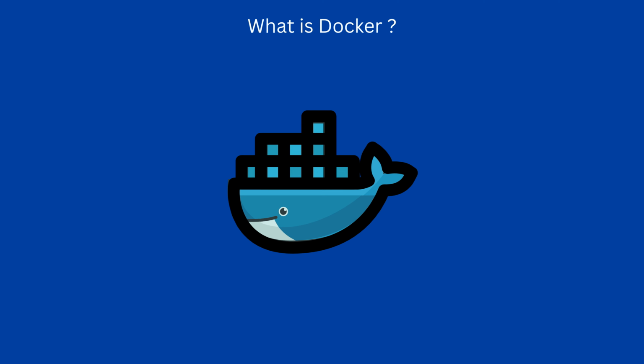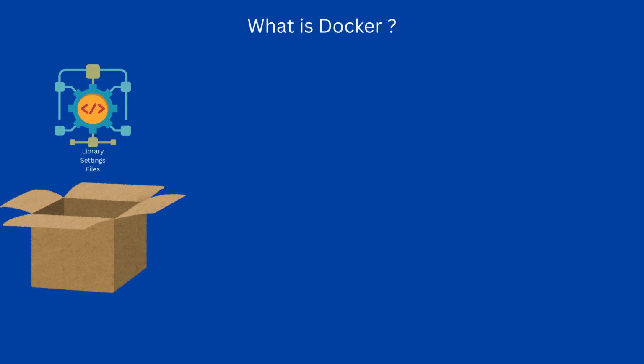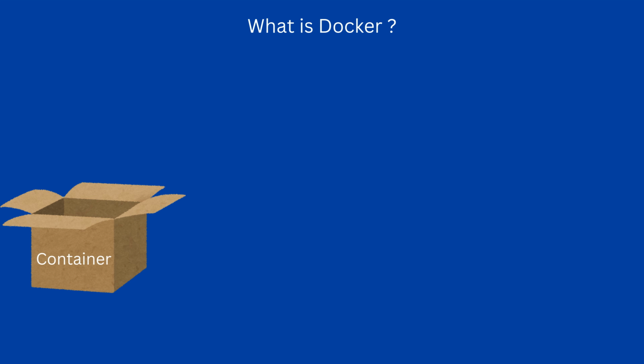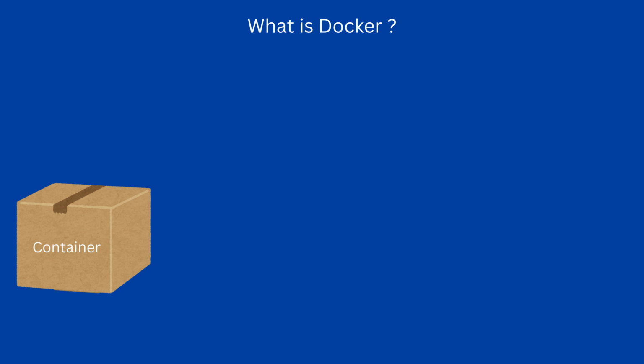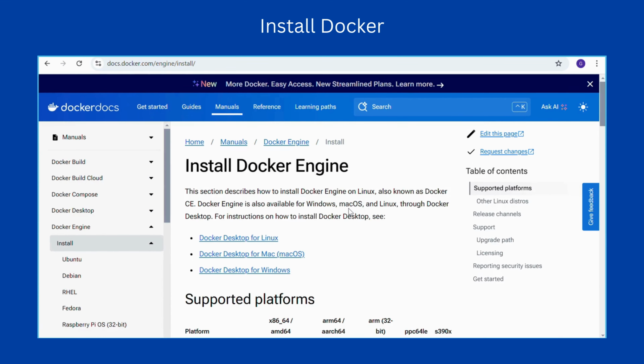What is Docker? Think of Docker as a tool that lets you package up your app, along with everything it needs to run, like libraries, settings, and files, into a special box called a container. Once your app is in this container, you can run it anywhere. On your laptop, on a friend's computer, or in the cloud, and it will always work the same, no matter where it's running. This is because everything the app needs is inside that container.